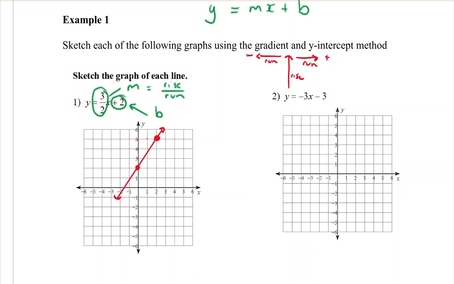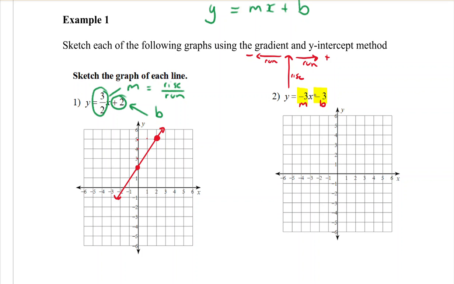So let's try the process again for the second question. Our equation is y equals minus 3x minus 3. The two numbers, minus 3 for the gradient, that's the m, and the minus 3 on the end is our y-intercept. Which one do I start with?